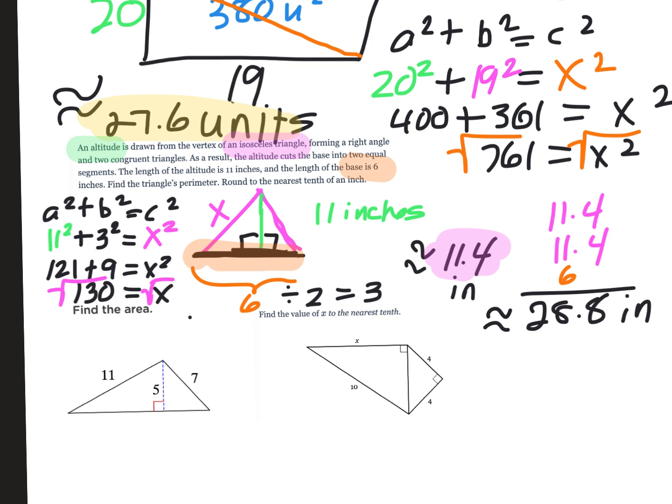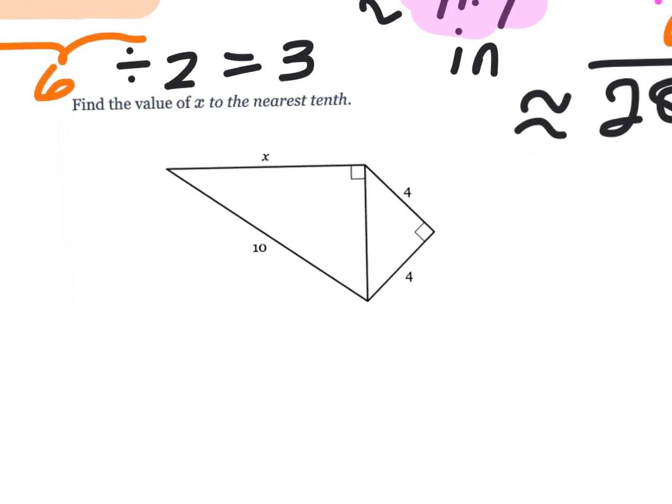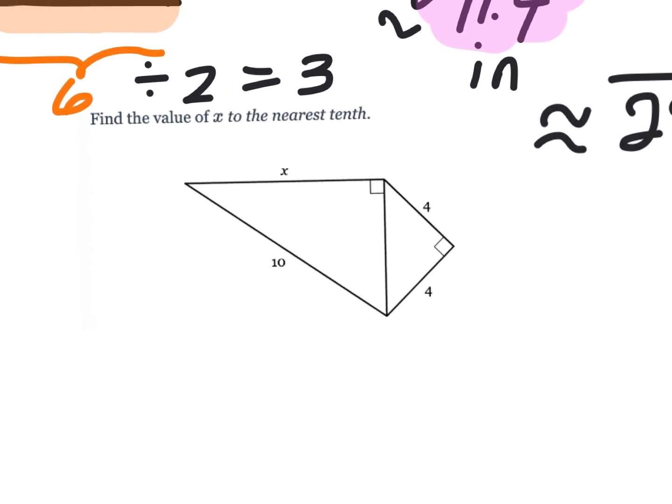Okay, so for the last one, I'm going to skip the one with the area for now, and go to this last one on the right because we're a little bit short on time. So we'll come back to the one for the area tomorrow. For this one, it's asking you to find x. But why can't you just do Pythagorean theorem right now? Why can't I just find it the way it is?